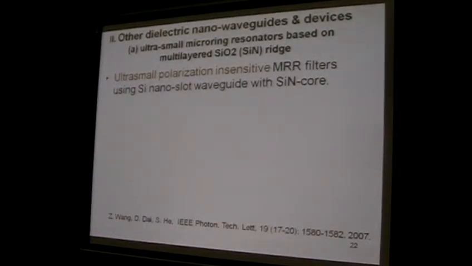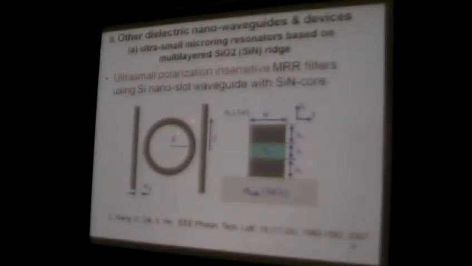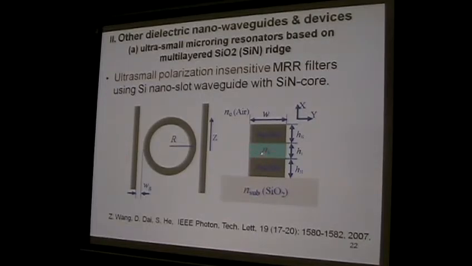So we can also think about some other dielectric nano waveguide ideas to improve the integration density. For example, one of the cases is using this slot waveguide. A conventional waveguide has a refractive index higher in the core, but for this slot waveguide, the refractive index is actually smaller than the cladding. Why is that? Because you can utilize the continuity of the normal component of the displacement field. The D field should be continuous across in the normal direction.